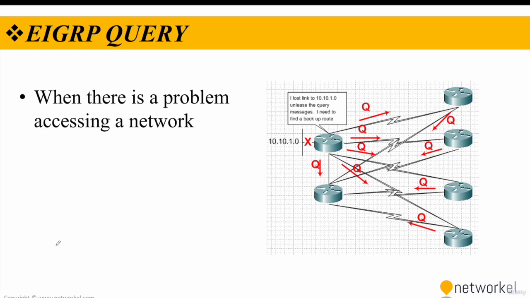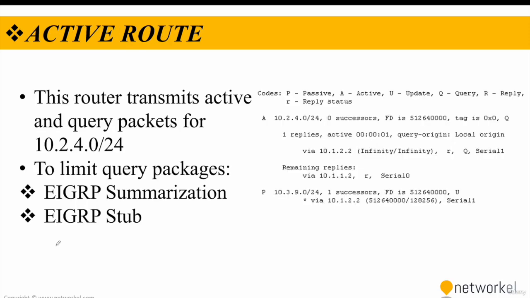The query packet contains information about the destination network for which the route was lost. And the router sending the query is essentially seeking to find an alternate route to the destination. This router is called an active router. An active router is a router in EIGRP that is actively performing a route computation.